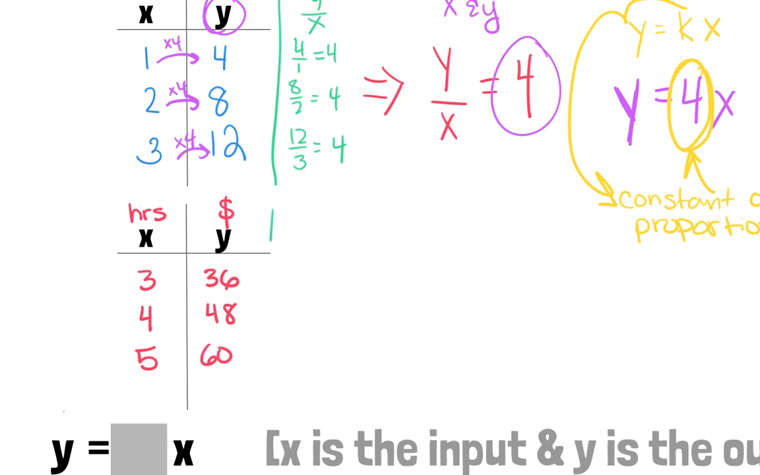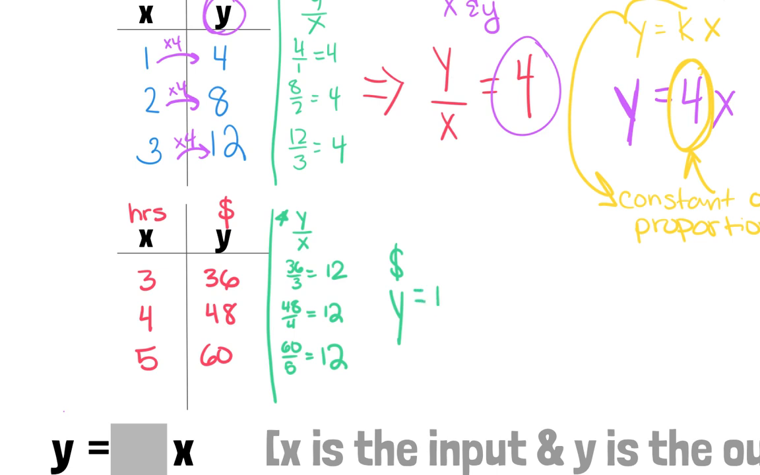So again, we know this is proportional because if we take y divided by x, and y is always on top, we have 36 divided by 3, which is 12. 48 divided by 4 is 12, and 60 divided by 5 is 12. Our equation right here is going to be y, or the dollars that we make, is equal to 12 times the hours that we work. So this is our equation for this proportional relationship.